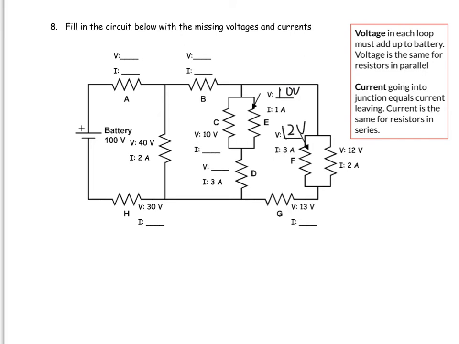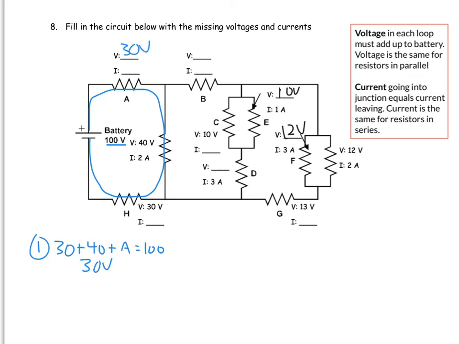From there, I'm going to think about my loops, and keep in mind that each loop must add up to the voltage of the battery, which is 100 in this case. So starting with this inner loop here, that inner blue loop, I'm going to think about the fact that 30 plus 40 plus A must equal 100. That means A is going to be 30 volts as well. So I can fill that one in there.